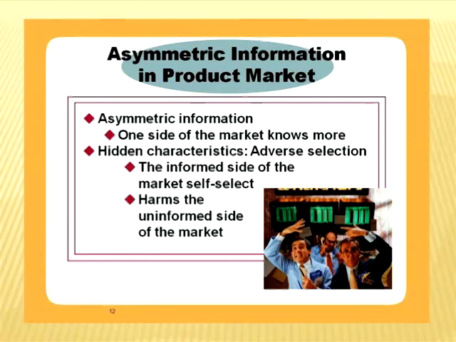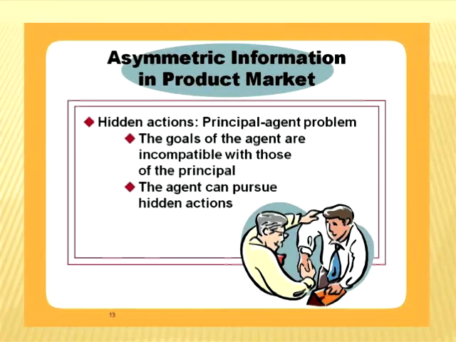This leads to hidden characteristics and a phenomenon known as adverse selection. Adverse selection means the informed side of the market self-selects, and the uninformed side of the market takes what's left over. So let's look at what some of the problems are.